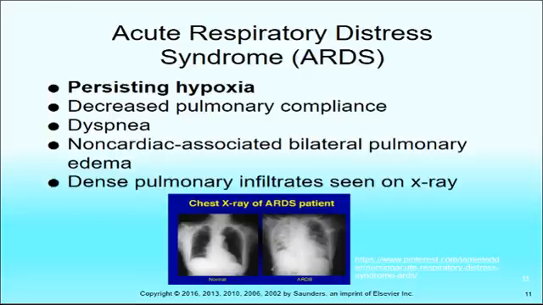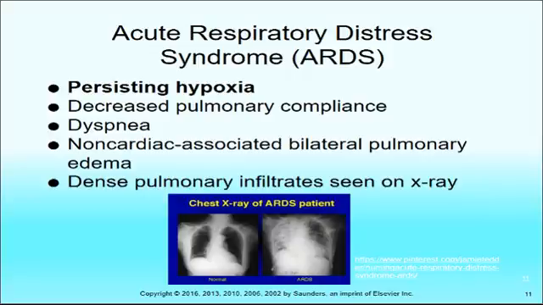Acute respiratory distress syndrome. Key here, this begins on page 612. Key here is that persisting hypoxia. That's why I put those in bold. You can give 100% oxygen and your oxygen level's still not going up. That is a key that you are in ARDS, or acute respiratory distress syndrome.